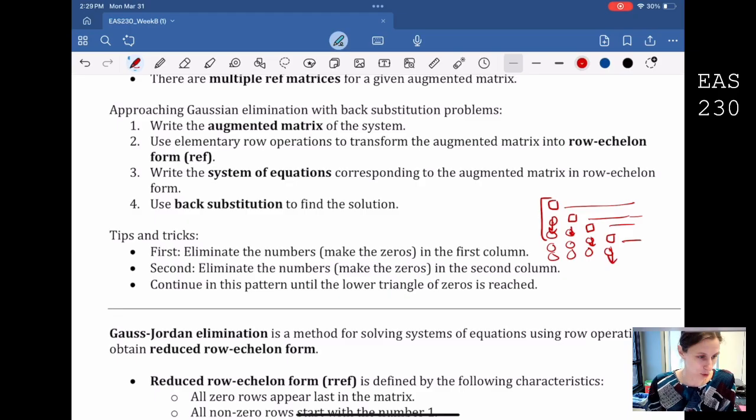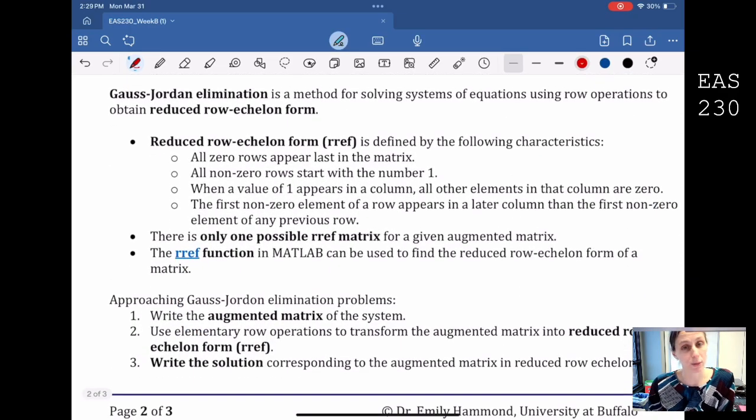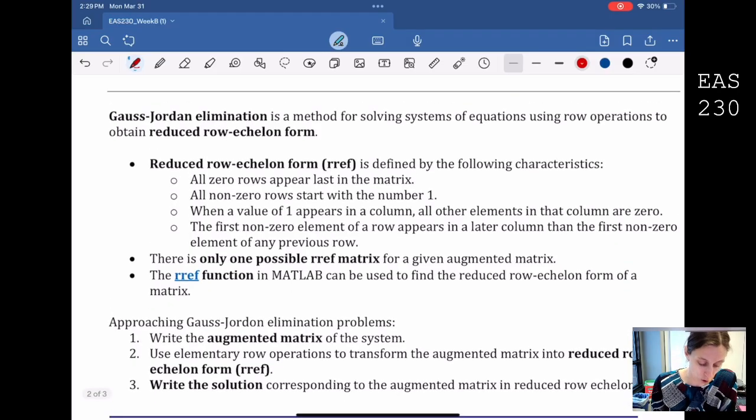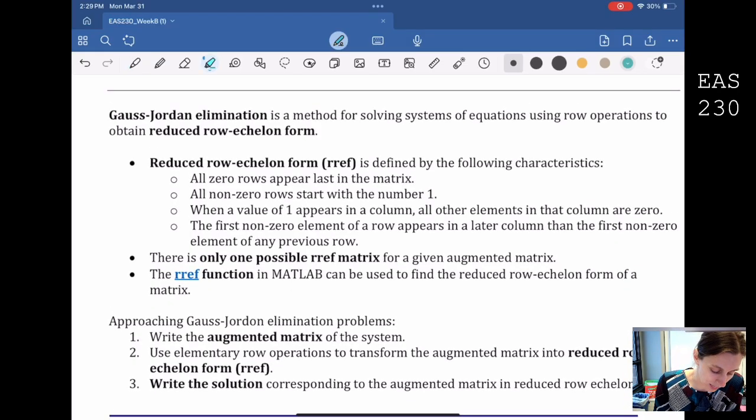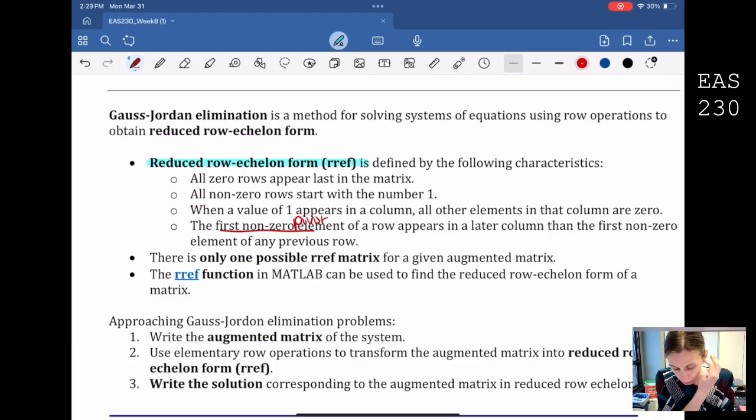Okay, that's Gauss elimination. Then we have Gauss-Jordan elimination, which is Gauss elimination just more. So Gauss elimination ends at REF. Gauss-Jordan elimination ends at RREF, reduced row echelon form. So now instead of just zeros being below each pivot, we want zeros below and above each pivot. And each pivot then should also be 1. So that's our difference. The first non-zero element, the pivot of a row, appears in a later column than the first non-zero element of any previous row. We already know that. We've got our staircase pattern. But now all of our pivots start with 1.